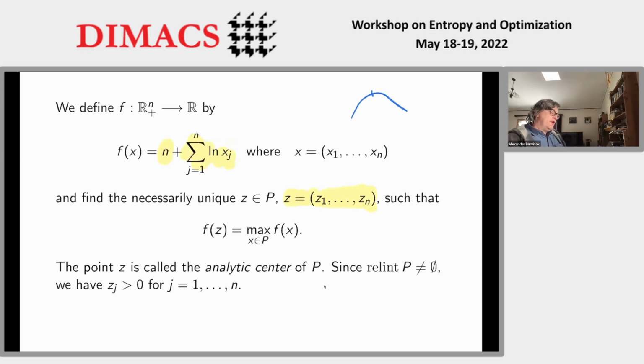There was a very early, like 1988, I believe, paper of Jim Renegar, which was at the source of interior point methods, and that was the chief object there: the point that maximizes the sum of logs of the coordinates. So we compute this point, and from that point on, it becomes like a formula, not just an algorithm.